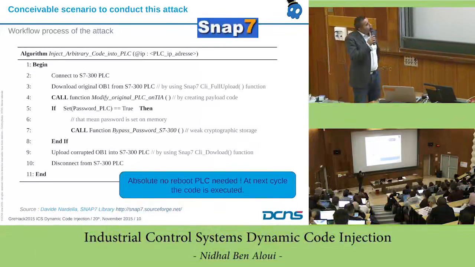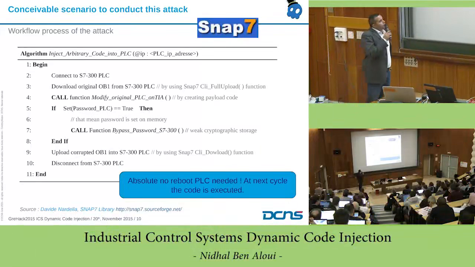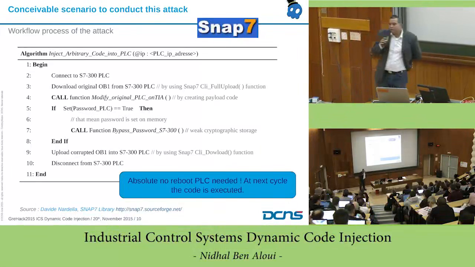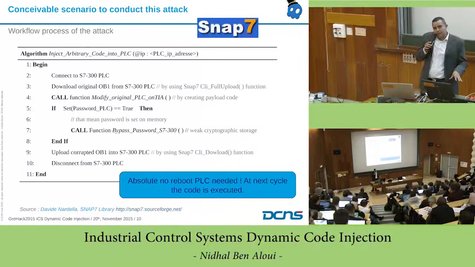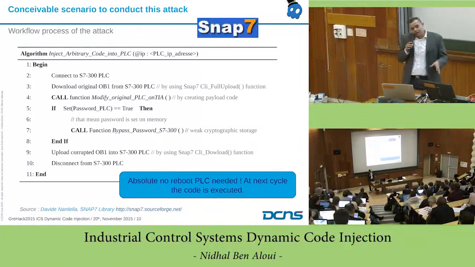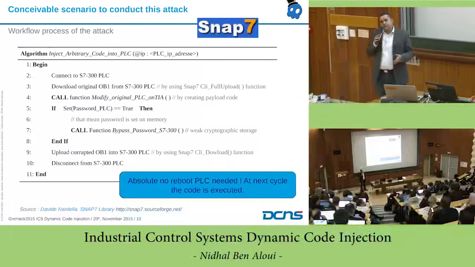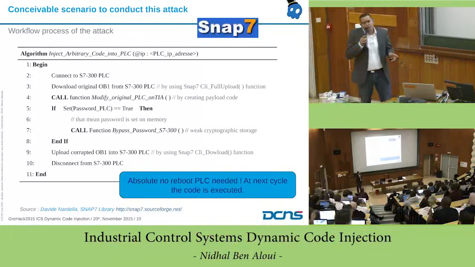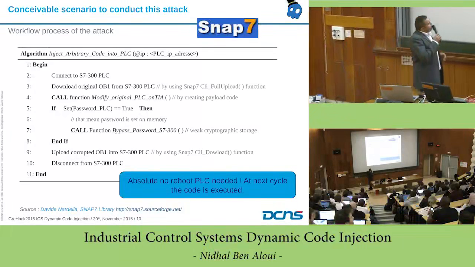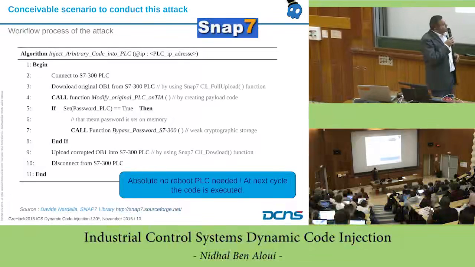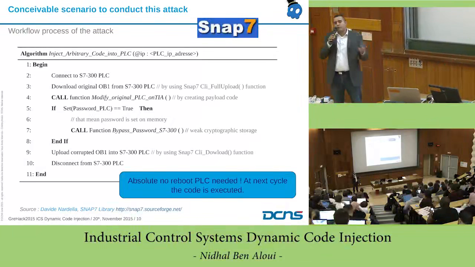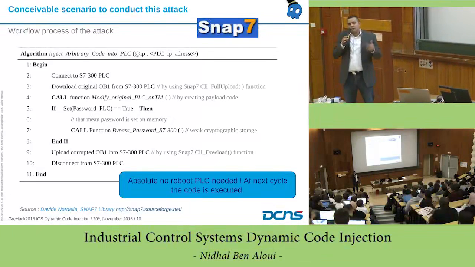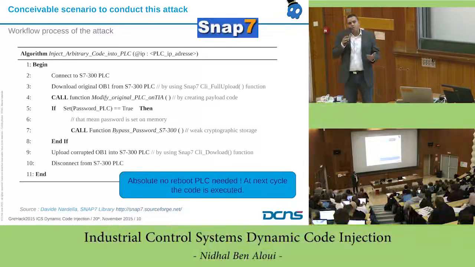After this action, we upload the new OB into the Siemens PLC. We don't have any problem, because we generated the corrupted OB1 on the laptop, and the Snap7 or TIA Portal of Siemens computes the new CRC and puts it on the packet, so we don't have a problem injecting it. And as the last action, we disconnect from the Siemens PLC. So you should understand that the PLC doesn't need to reboot or stop the program to read the OB1. At each cycle, if there is a new OB1, it executes it.